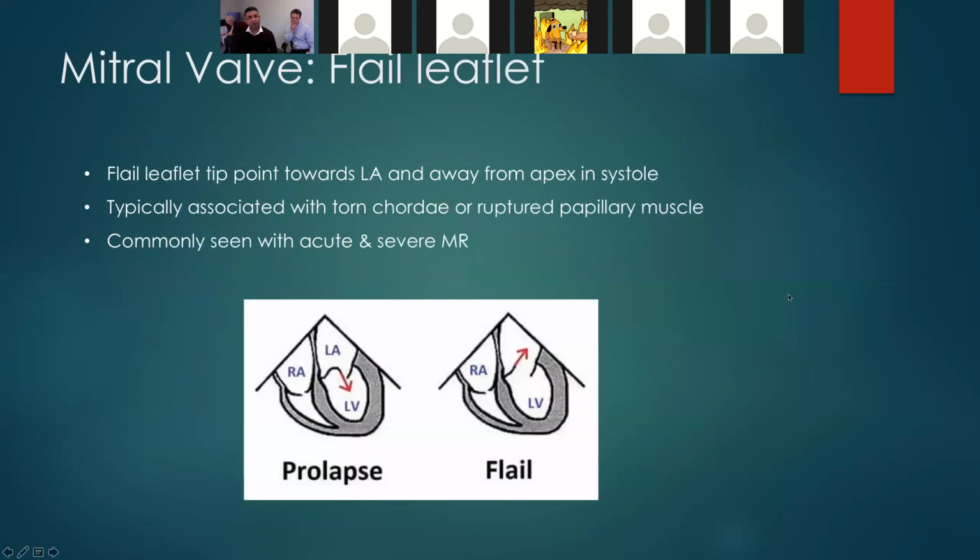It's important to differentiate it from the flail leaflet. The important point is that in prolapse, the tip is pointing towards the apex, whereas in the flail leaflet, the tip is pointing towards the left atrium, away from the apex. So it's important to differentiate these two. Typically, flail leaflet is associated with ruptured chordae tendineae or papillary muscle, and one of the causes is acute and severe MR.